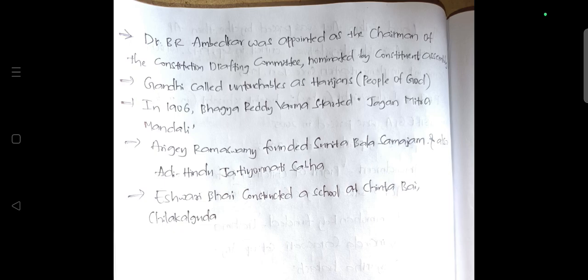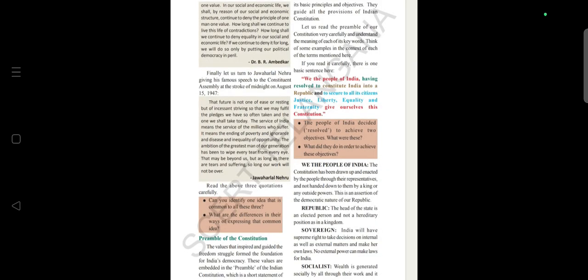And one must be very aware of the preamble of the Constitution. We generally have these terms.